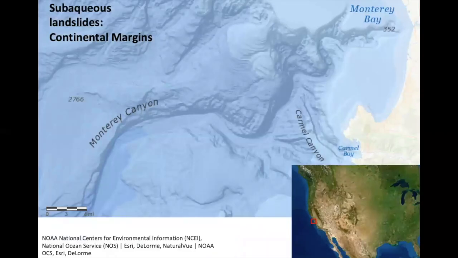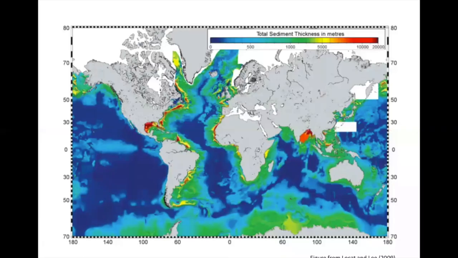Canyons and debris flows can be found at practically any continental margin. This is a canyon off the coast of California that shows evidence of many landslides and slumps that occurred over time. This is an interesting map. It's showing sediment thickness. And you can see that passive margins and large deltas are areas with the thickest sediment.